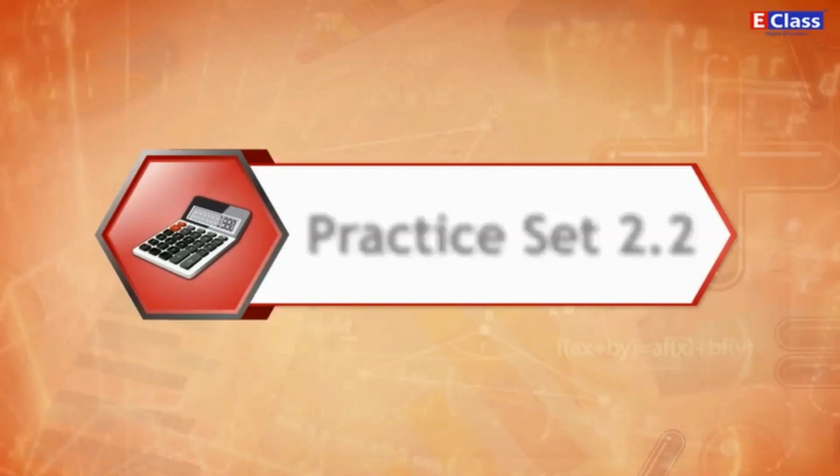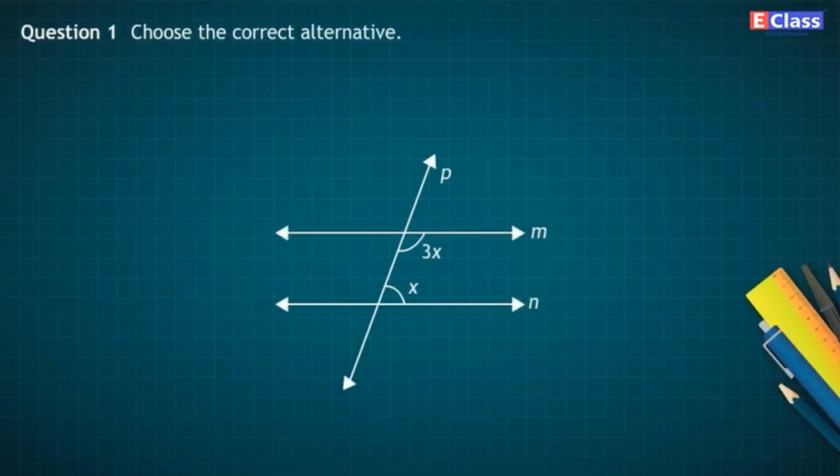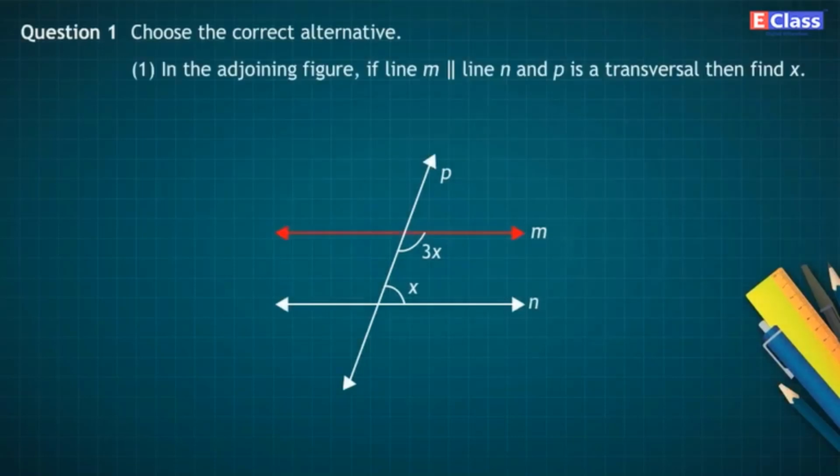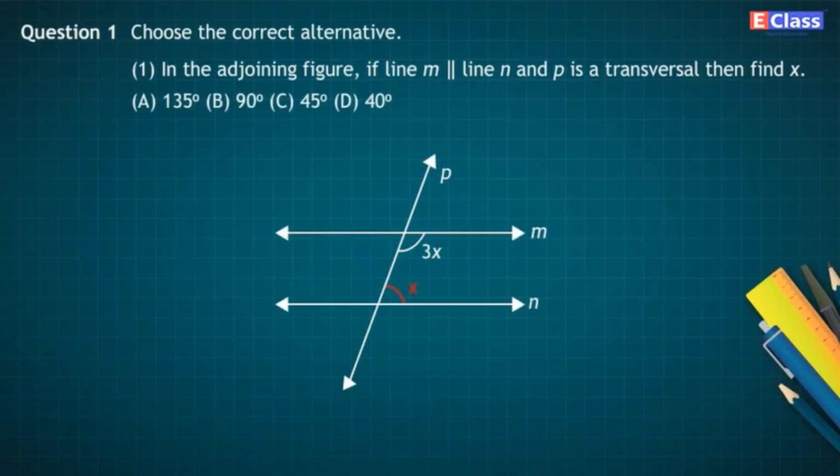Practice set 2.2. Let us now solve a few problems based on the topics covered until now. Question 1. Choose the correct alternative. 1. In the adjoining figure, if line M is parallel to line N and P is a transversal, then find x. The options are A. 135 degrees, B. 90 degrees, C. 45 degrees, D. 40 degrees.